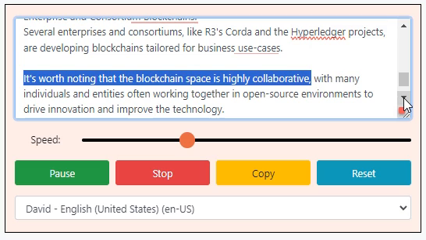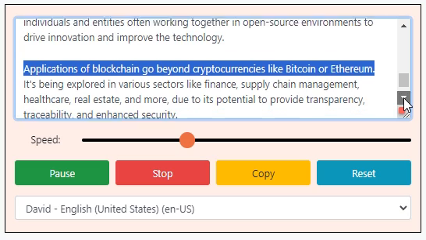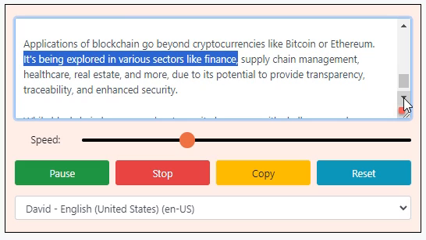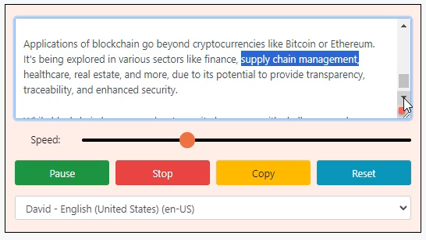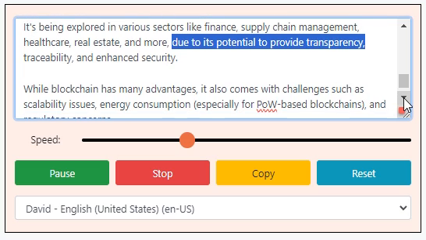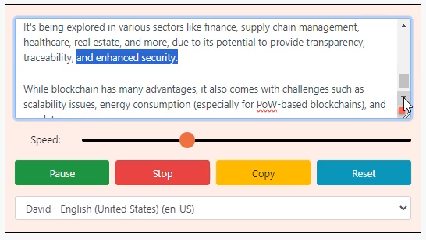It's worth noting that the blockchain space is highly collaborative, with many individuals and entities often working together in open-source environments to drive innovation and improve the technology. Applications of blockchain go beyond cryptocurrencies like Bitcoin or Ethereum. It's being explored in various sectors like finance, supply chain management, healthcare, real estate, and more, due to its potential to provide transparency, traceability, and enhanced security.